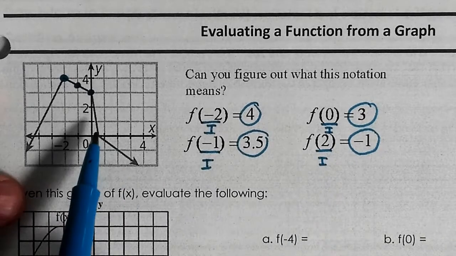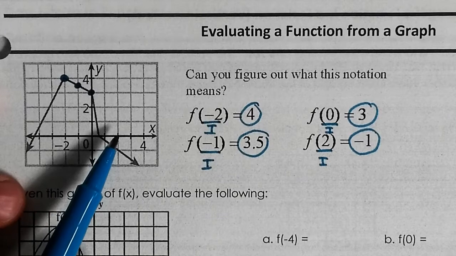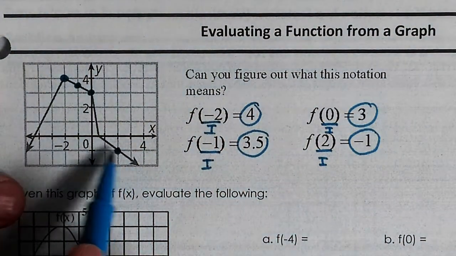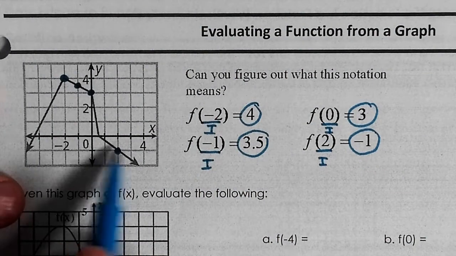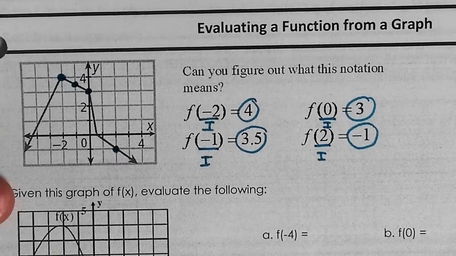What about 2? If I go to 2, 1, 2. Where's my graph at 2? Is it up or down? It's down right there. What point is that? Well, if you go down 1, that's at -1. Okay? Again, just kind of want y'all to see that.